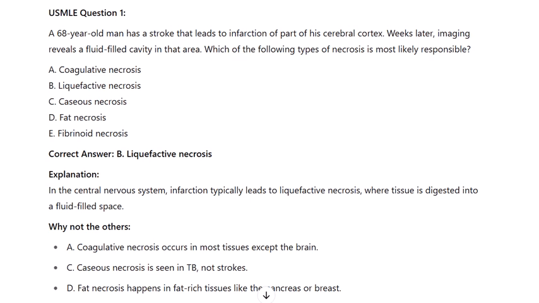A. Coagulative necrosis. B. Liquefactive necrosis. C. Caseous necrosis. D. Fat necrosis. E. Fibrinoid necrosis. Correct answer, B.